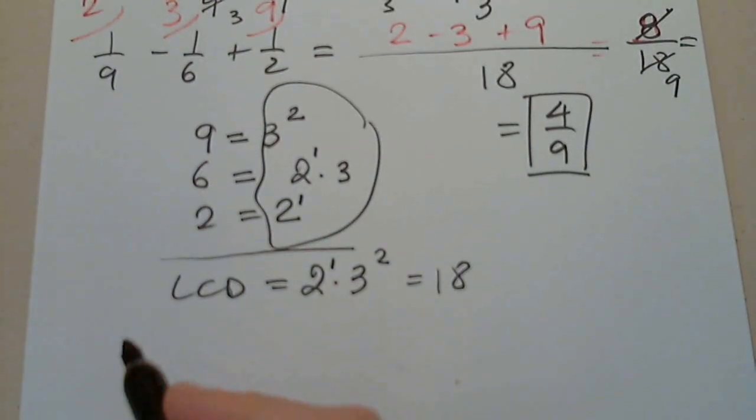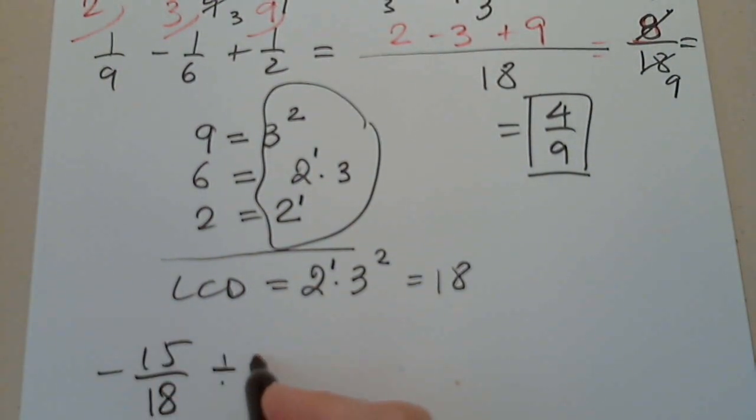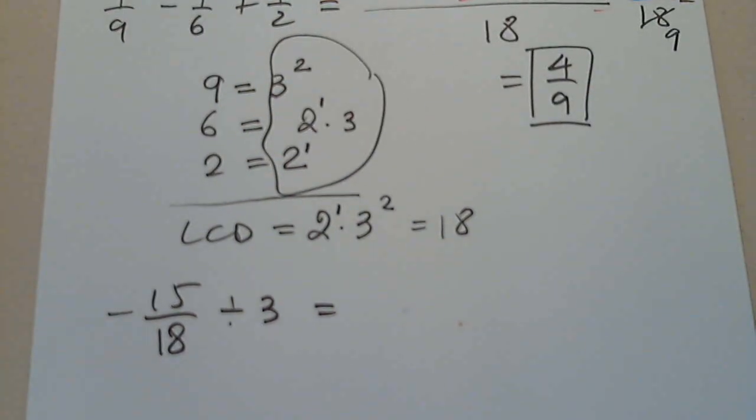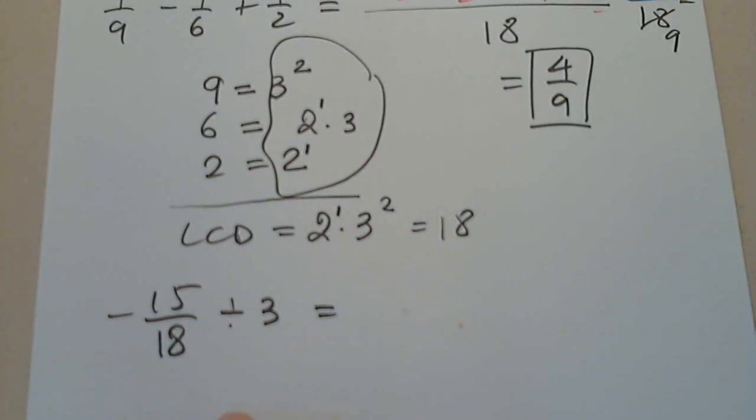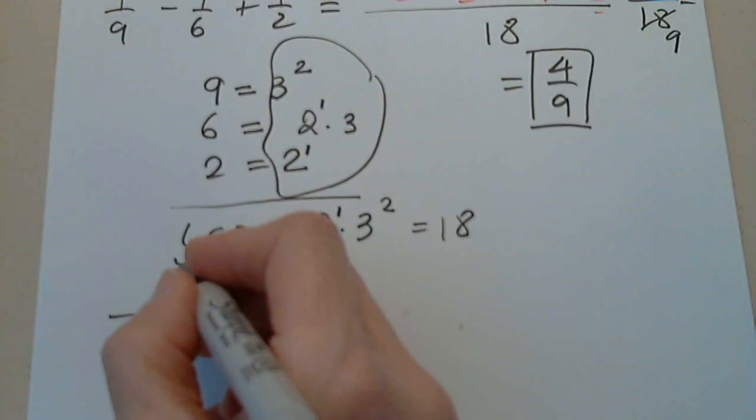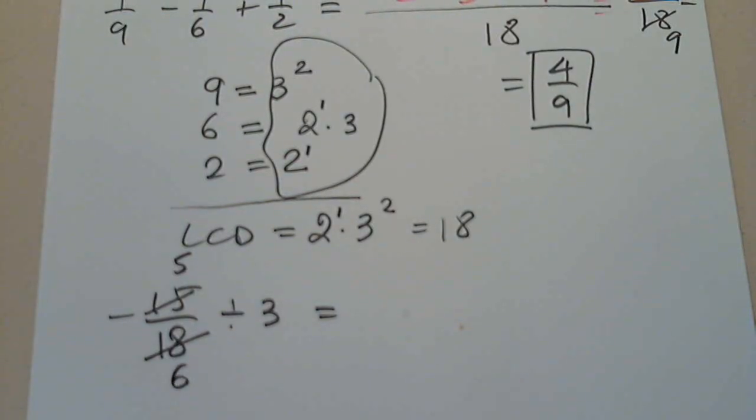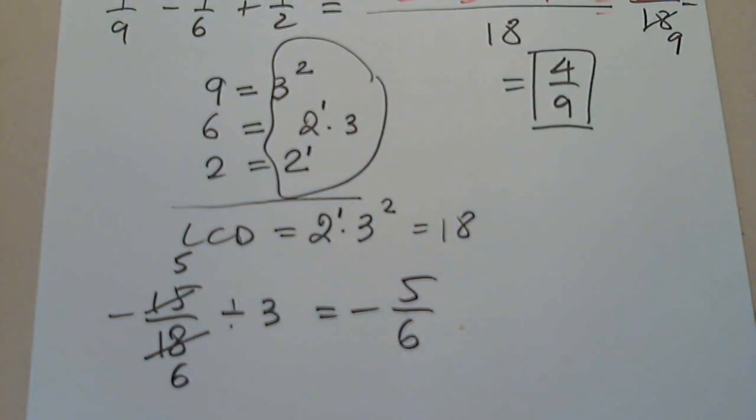Okay, how would you simplify negative 15 over 18 divided by 3? Remember, you can simplify each fraction by itself always, but you cannot simplify across in a division. You can say, but I would like to simplify this fraction first. I agree. 15 divided by 3 is 5. 18 divided by 3 is 6. So the first fraction is negative 5 over 6.